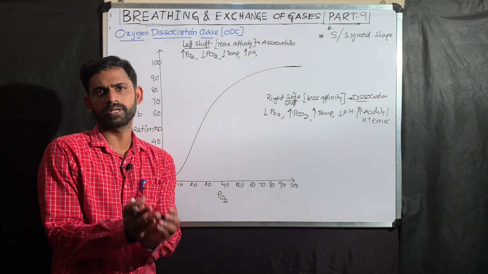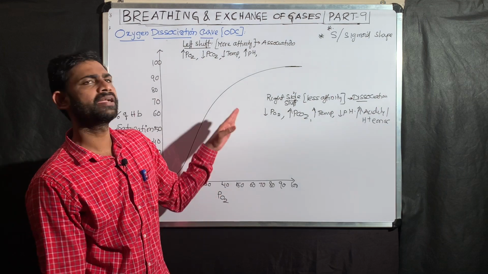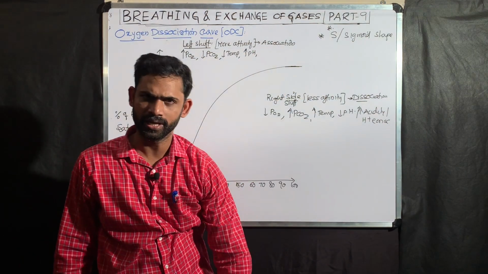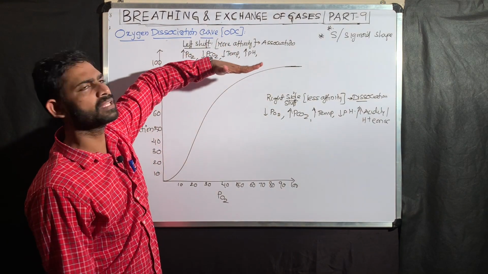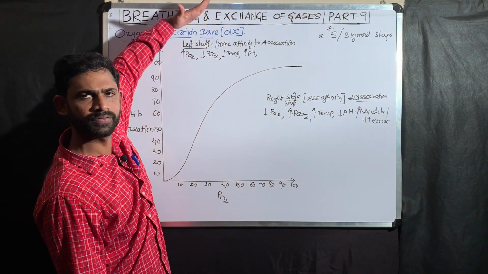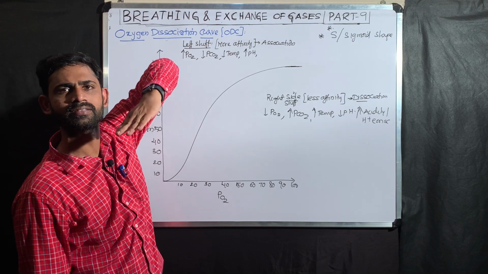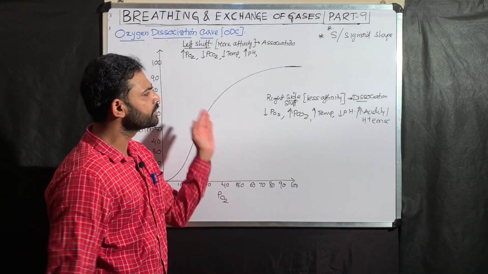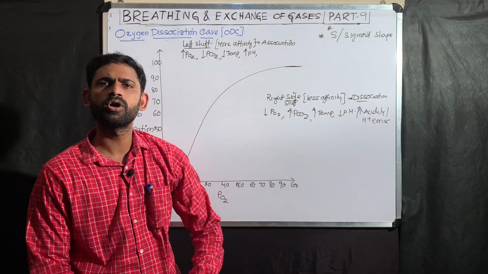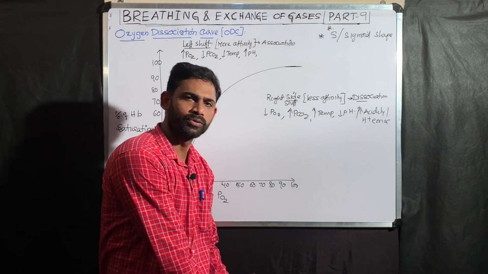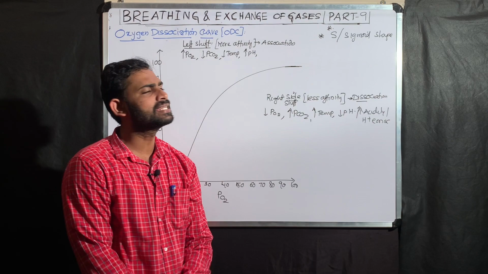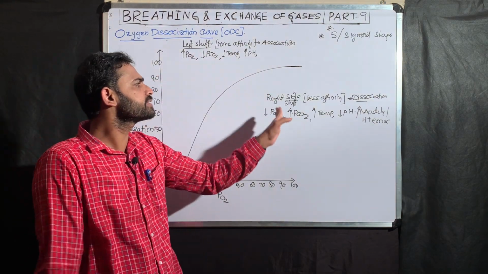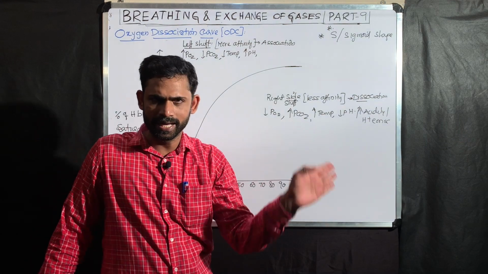That is why you need to remember this point. Standard ODC, it shifts either left or right. Left shift: if the standard ODC is shifted towards the left side, that indicates hemoglobin has more affinity towards the oxygen. If it's a right shift, hemoglobin has more chance to dissociate. So that means less affinity. These are the factors influencing the left shift, and these are the factors influencing the right shift.